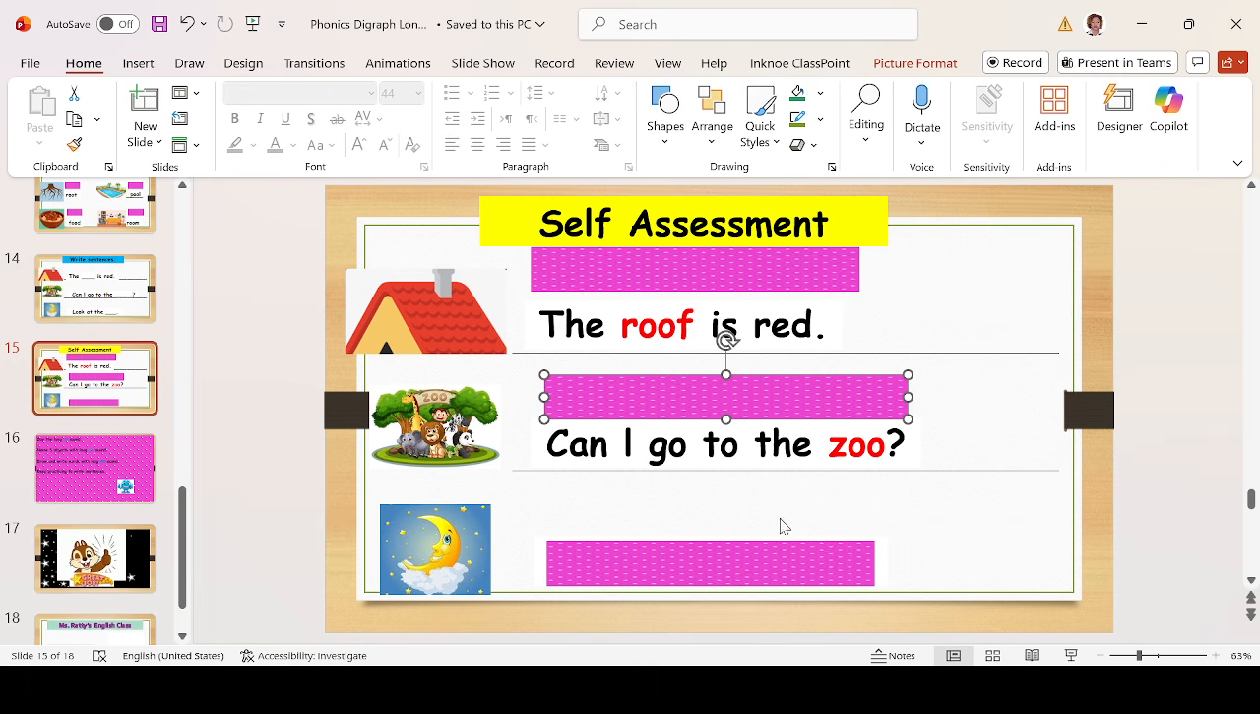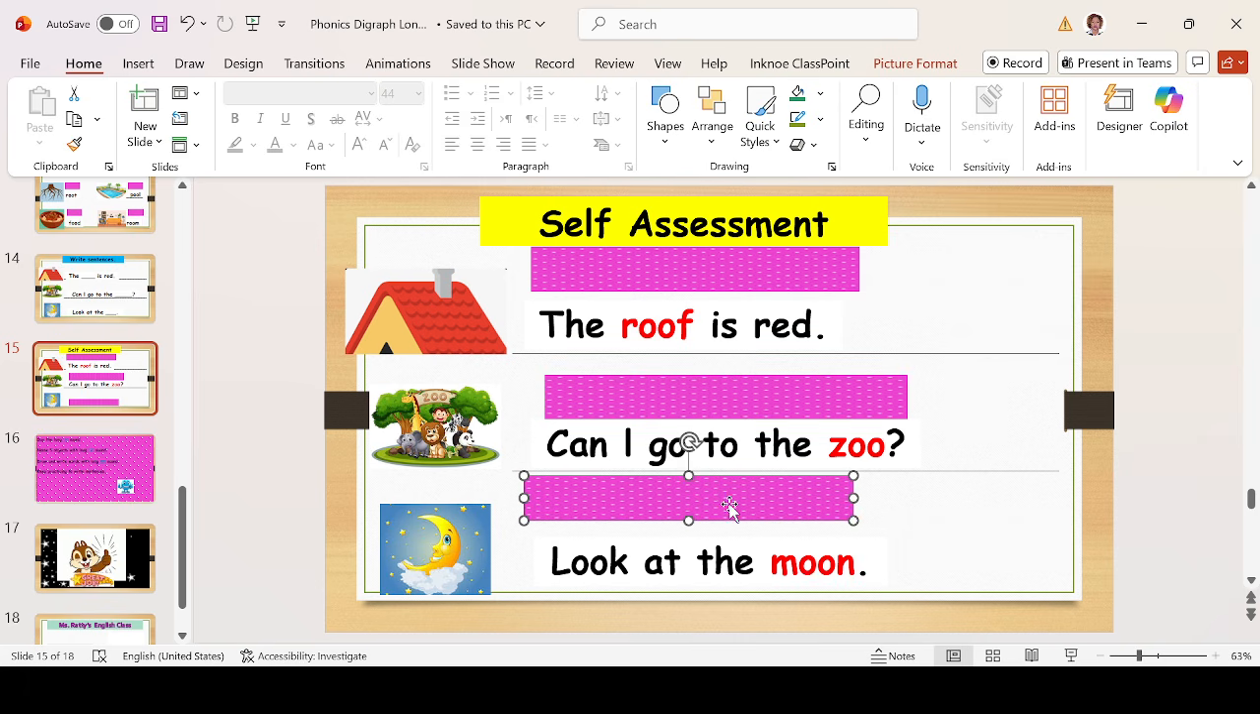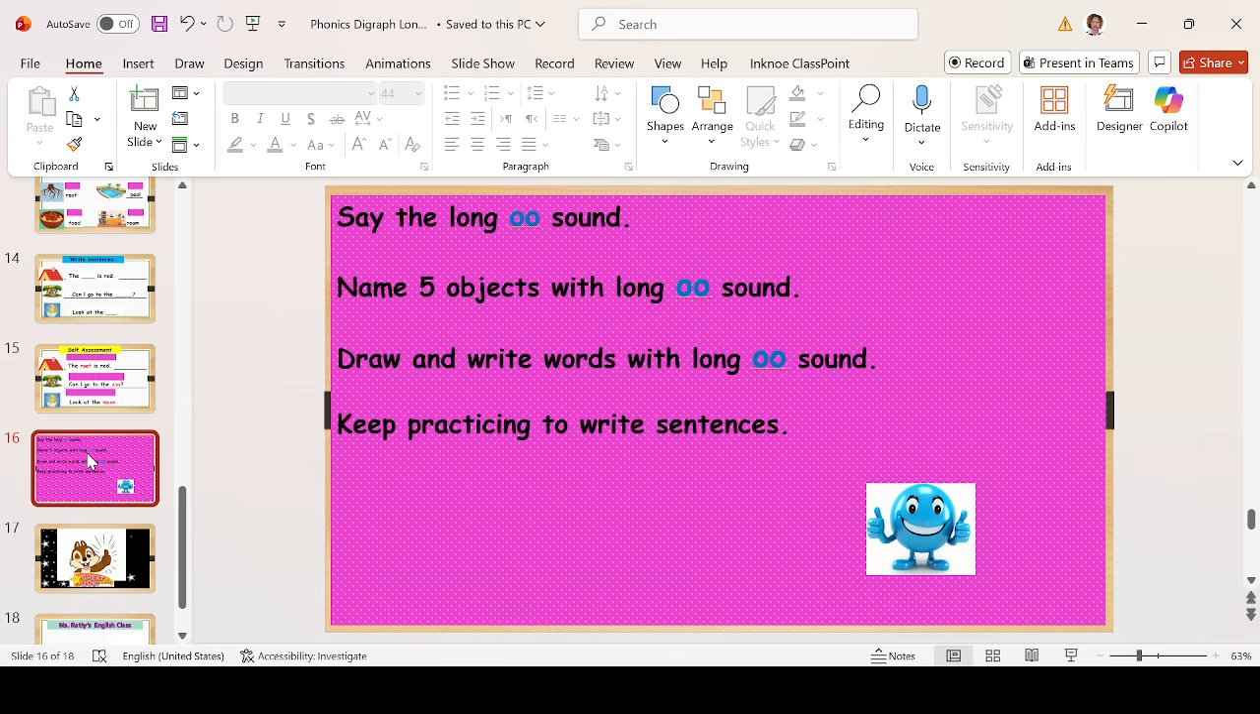All right. Now the next one, which is our last sentence, look at the moon. Capital. Look, finger space, and the word moon. Moon. Look at the moon. Now pause the video and check. If you need to do some corrections, you can pause the video and just do your corrections. Then we will go to the next slide.